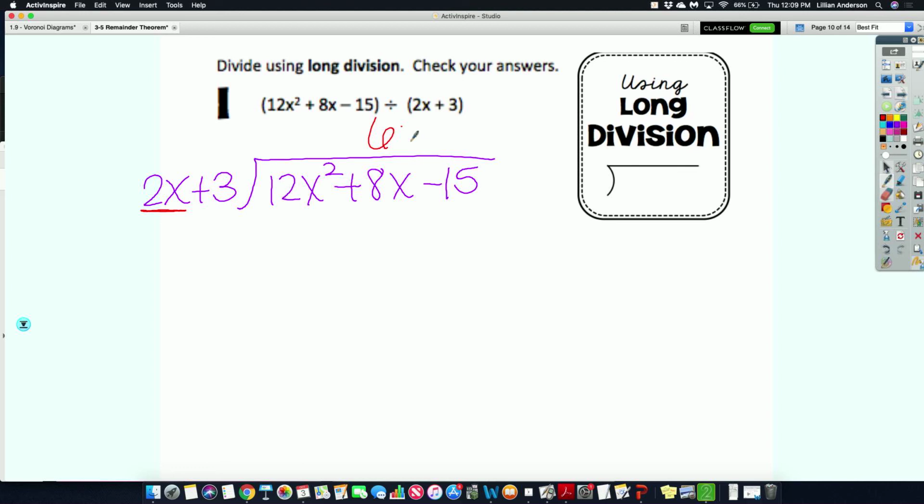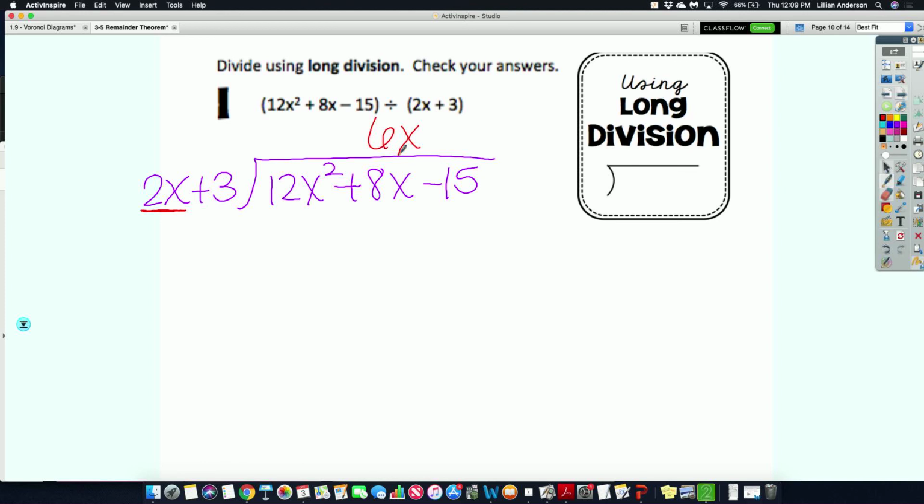A 6x. Now for me, because I'm all about lining things up, as you guys remember from when we were expanding, I lined up my x squares, my x cubes, and stuff like that. Of course, I'm going to put a 6x over the 8x and line up, make it look nice and pretty. But you ask yourself, what times this first term, which is a 2x, is going to give me 12x squared, the first thing in my dividend, and that is 6x.